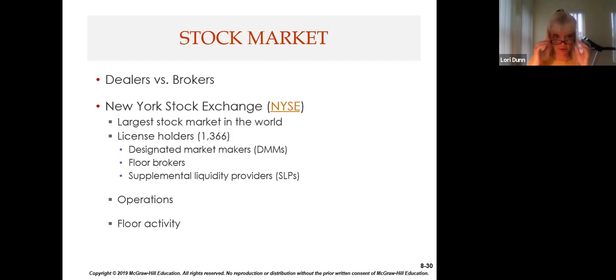We have a primary market where stocks are sold for the first time by the corporation. And then we have a secondary market, which is where the stock is then sold between the buyers and the sellers outside of the corporation. So the main and the largest stock market in the world, which is in New York City on Wall Street, is the New York Stock Exchange. It's also referred to as the Big Board.